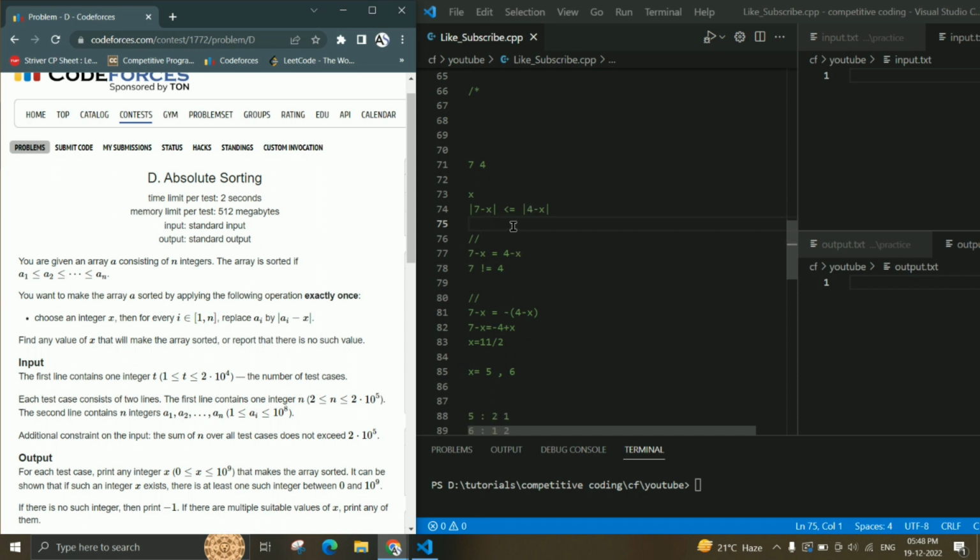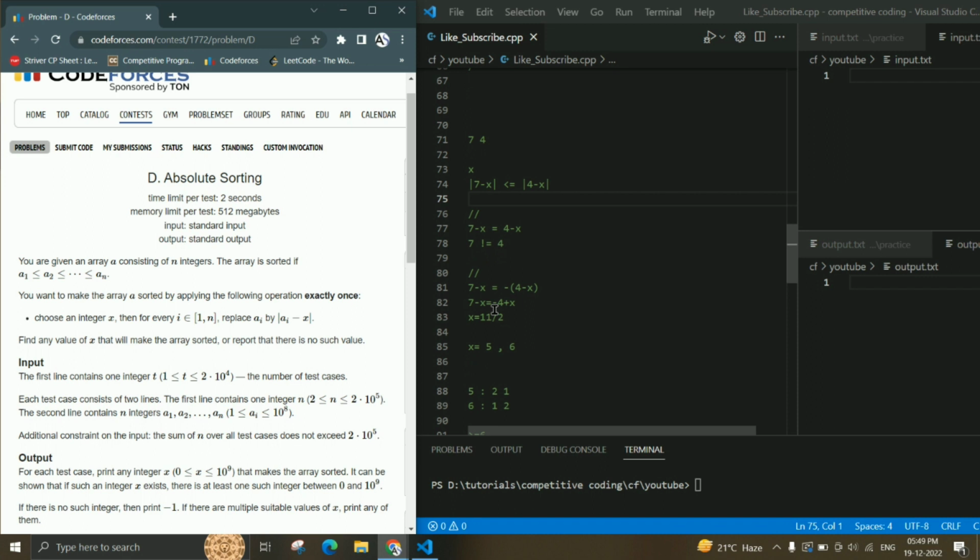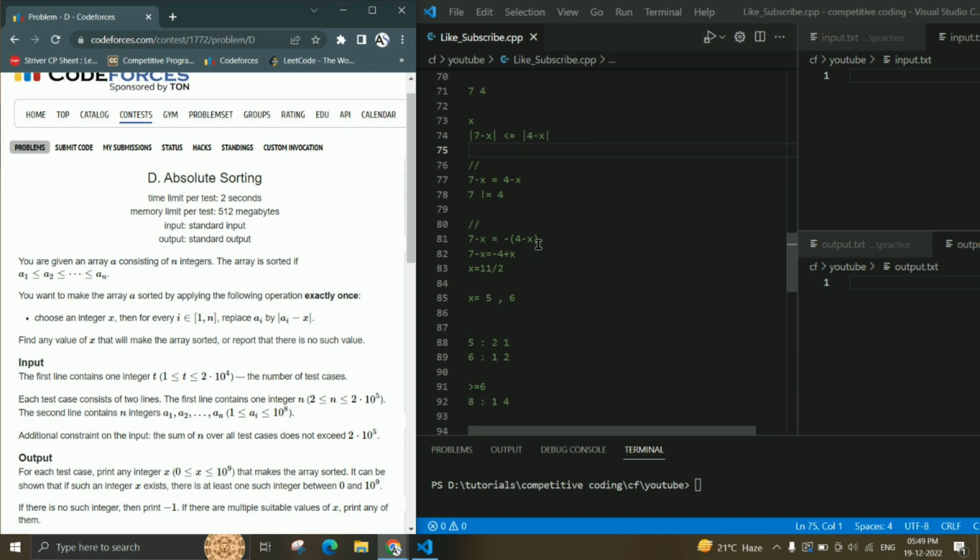Then we will get two equations, one positive and one negative, as the modulus gives two equations. In the first equation, the minus x cancels out, and 7 is not equal to 4. Now coming to the second equation, after solving it, x will become 11 by 2. So now we have two choices: either we can take the floor value of x or we can take the ceil value. The floor value is 5, and the ceil value is 6.